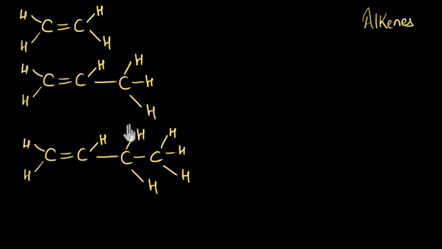Okay. Now let's try to find out their molecular formulas. So over here, I can see that there are 2 carbons. So C2, and then there are 4 hydrogens. So C2H4. This will be its molecular formula. This has 3 carbons. So C3 and 1, 2, 3, 4, 5, 6. 6 hydrogens. This has 1, 2, 3, 4 carbons. C4. 1, 2, 3, 4, 5, 6, 7, 8. 8 hydrogens.